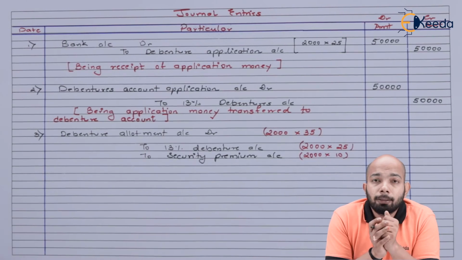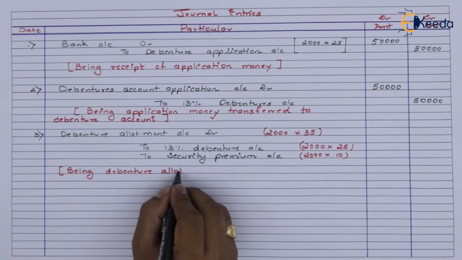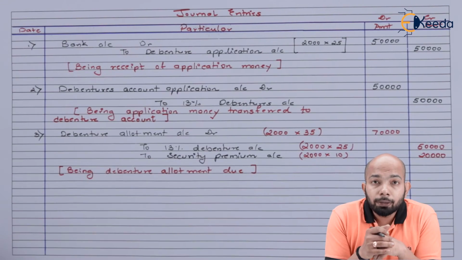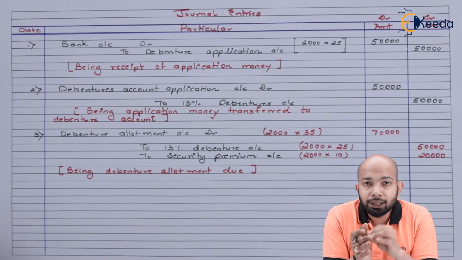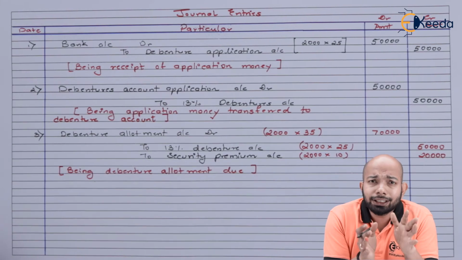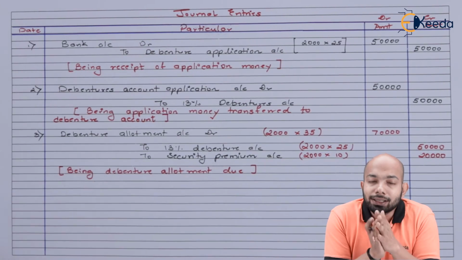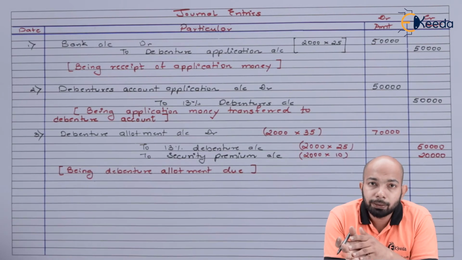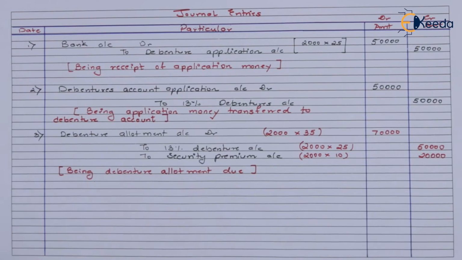Now, we have to mention the amount and we'll state the narration here. So the total allotment here will be 70,000, out of which 50,000 will be capital and 20,000 will be premium. Now that the question stated that everything that was due was duly received here, when we pass the allotment received entry, it will be bank account debit to debenture allotment account with the total amount of 70,000 here. Let's mention that.